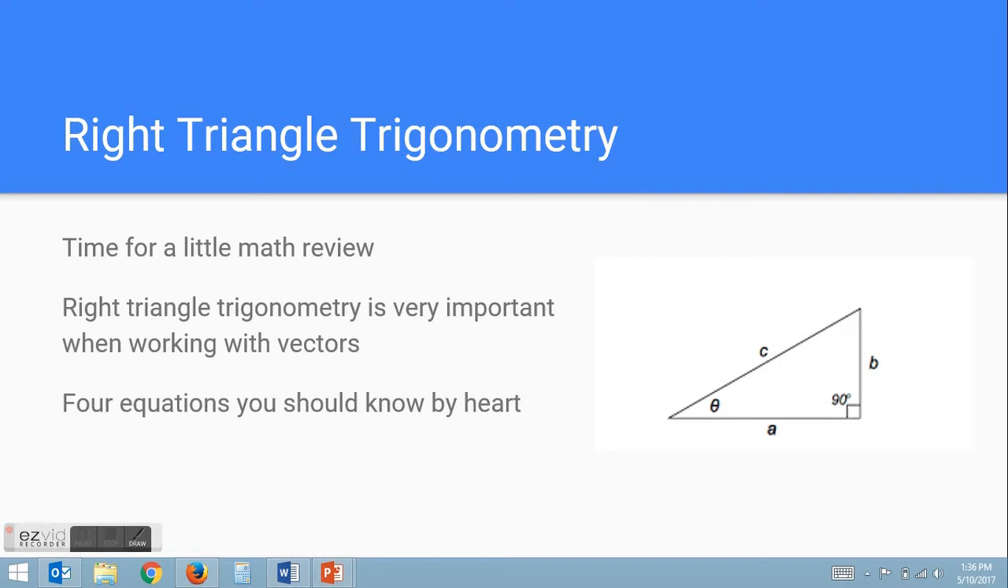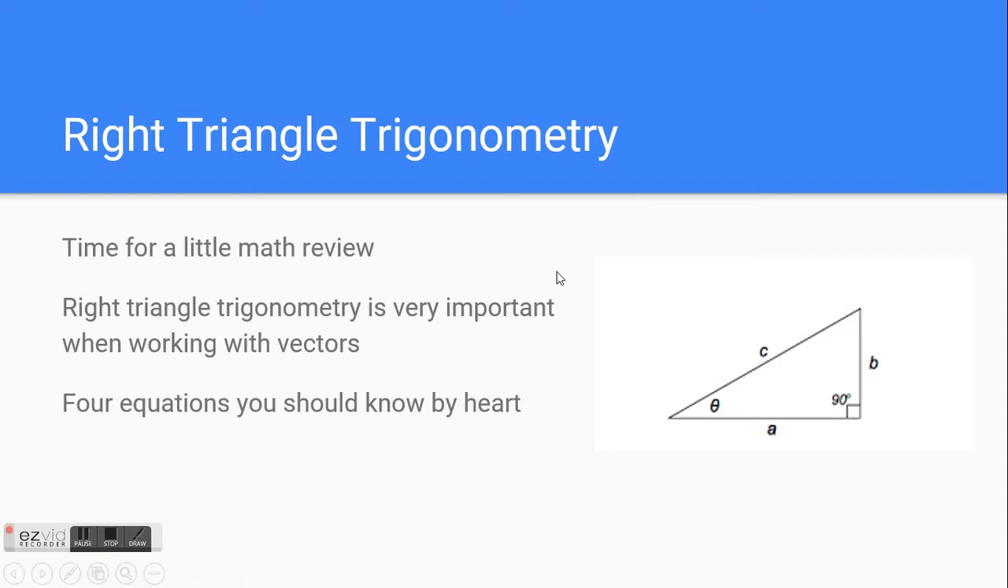Alright, so this is the point in this course that I say that it's time for a little math review. It's time to remember some things that I know for sure you've learned in the past, but maybe some of you have conveniently forgotten over the course of your mathematical education. This is something that usually comes up in either Algebra 2 or in pre-calculus.